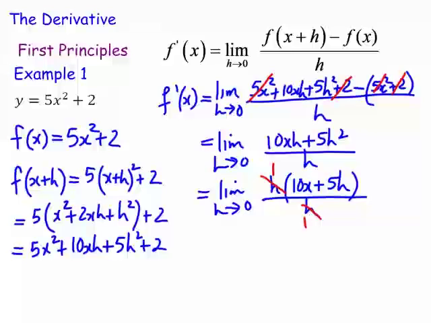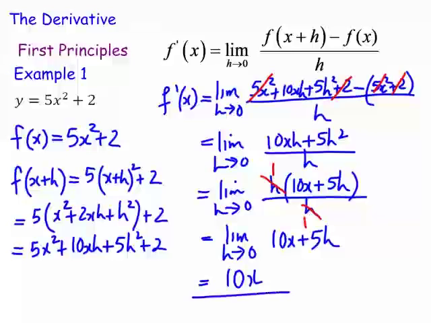So now what do we do? Well, we now have this expression, the limit as h tends to 0 of 10x plus 5h. One of the easiest things to do with limits is just substitute the actual limit value in, which we can do in this case. So we put h as 0, and we get 10x plus 5 times 0, which is just 10x. So we should just get 10x. This now is the derivative of our function y equals 5x squared plus 2. So this is the gradient function for the curve, if you like.